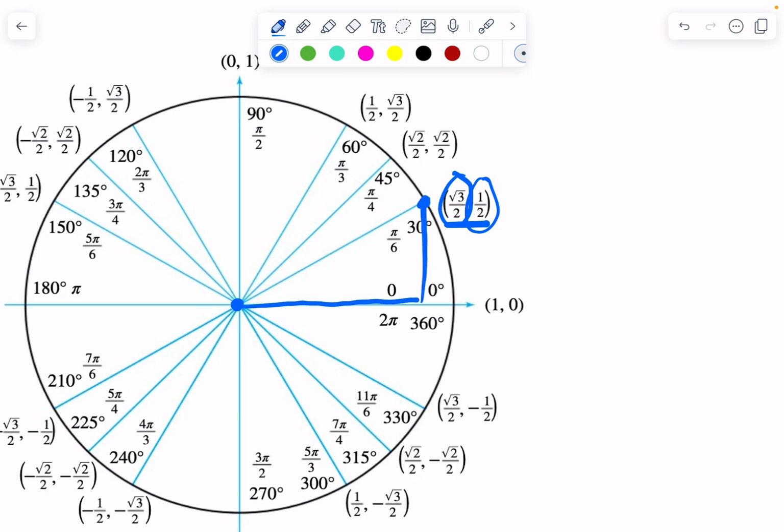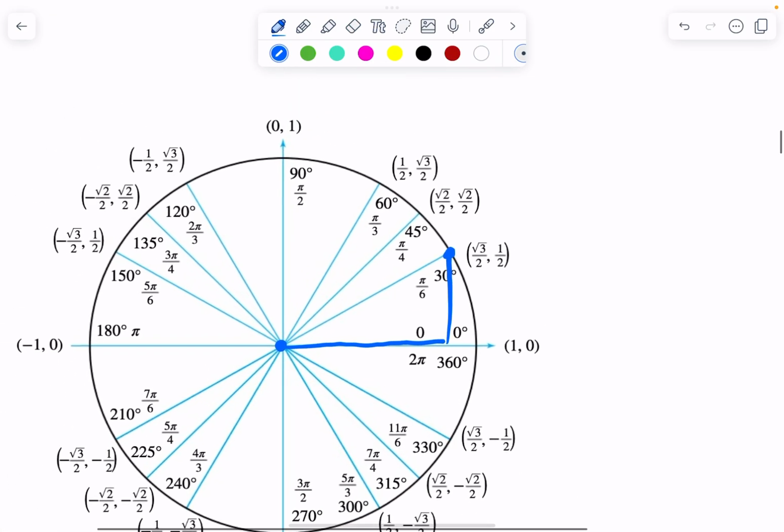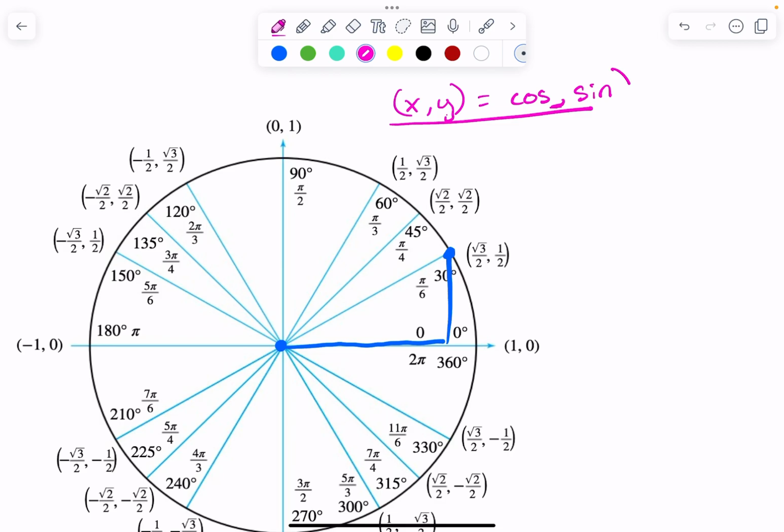That's how that works to arrive at the 30-degree mark. Now, these coordinates are significant, so maybe write this down at the top here. I know it's on your unit circle. On your unit circle, on the top corner, if you look at that on your pink sheet, you have something that says x comma y is equal to cosine comma sine, okay?